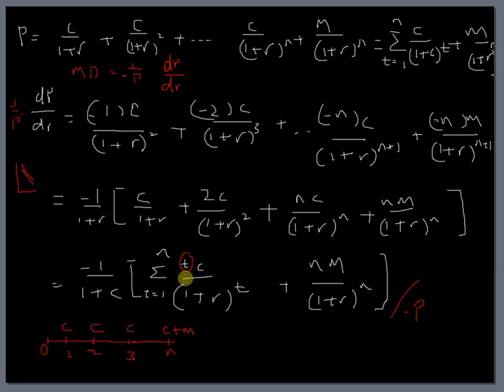As you can imagine, that's why a lot of traders regard duration as a concept whereby the longer the duration, the further back in time you are expected to receive the cash flows. The shorter the duration, the nearer to now you'll be receiving cash flows, because of this weighting in the numerator of this summation.